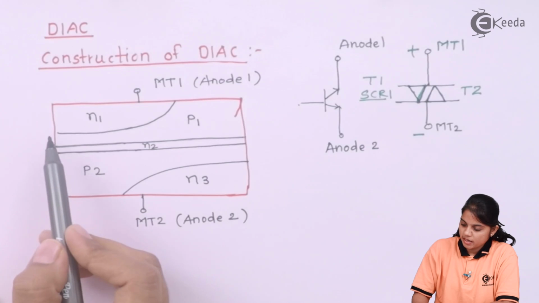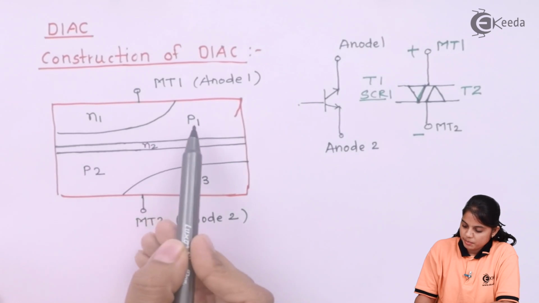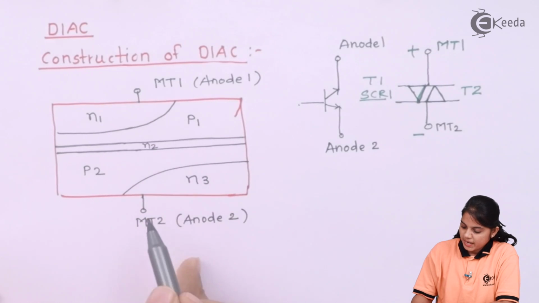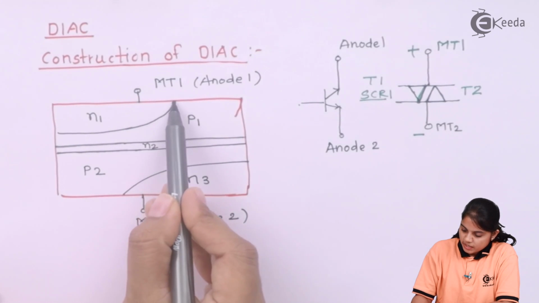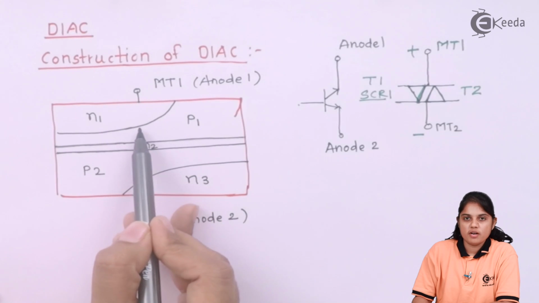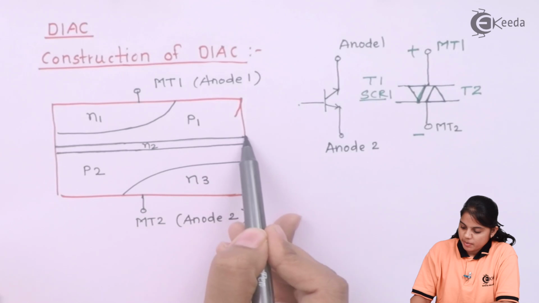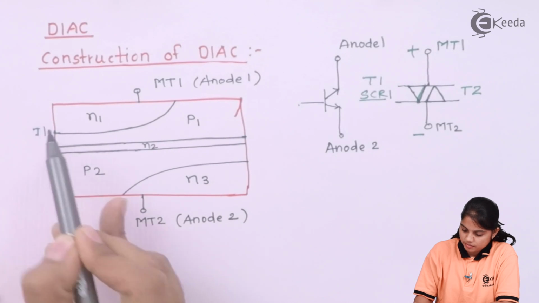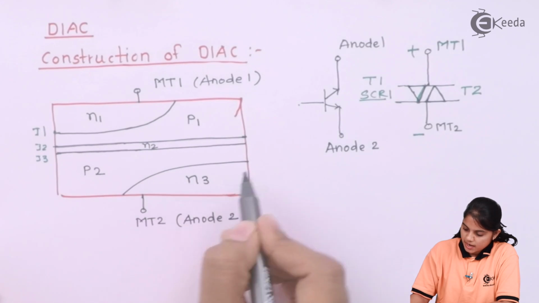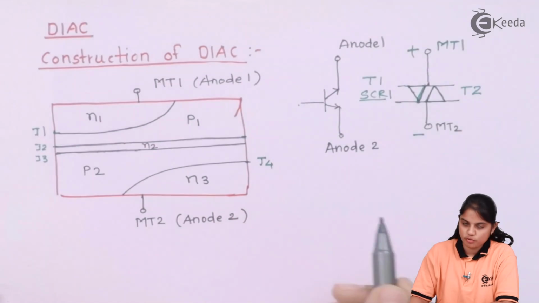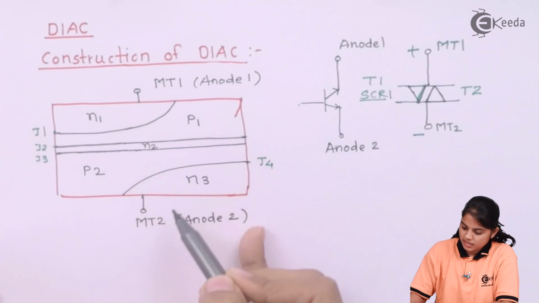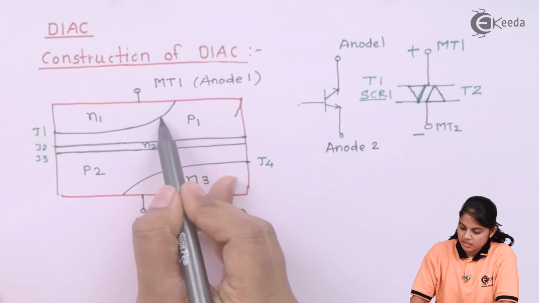Now look at the layer diagram over here. You have N, P, N, P, N connected together. So when MT1 is positive and MT2 is negative, this particular junction made up of N1 and P1 will become reverse biased. I'll name this junction J1, this junction J2, this J3, just to understand the working, and this is J4. So J2 will be forward biased because positive is connected to P-type and negative is connected to N-type, and this will be reverse biased.